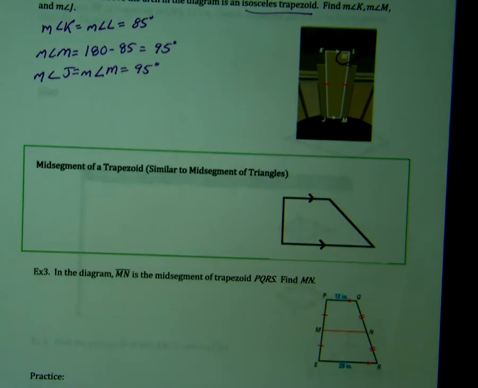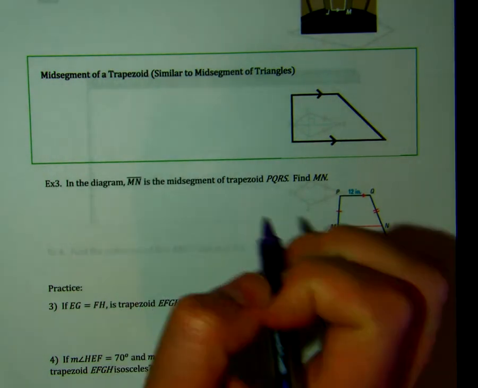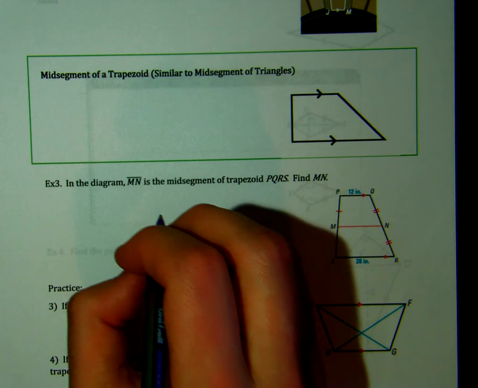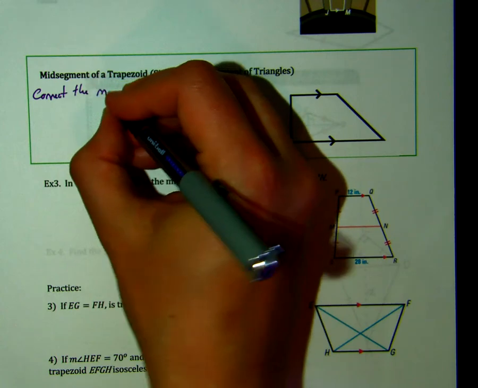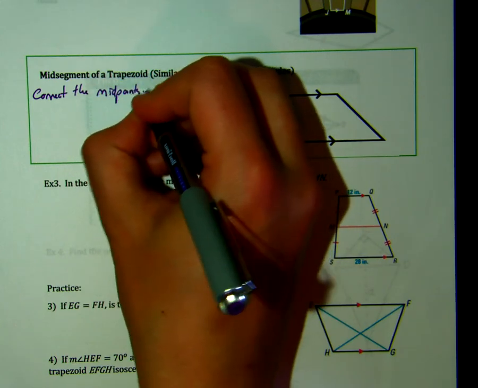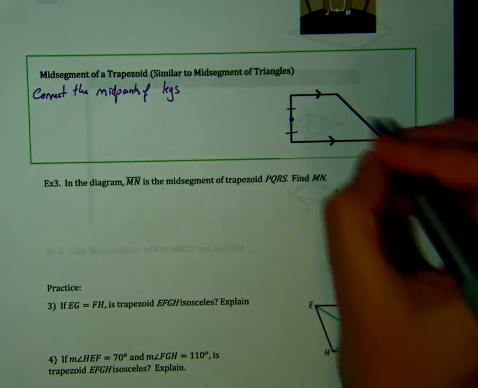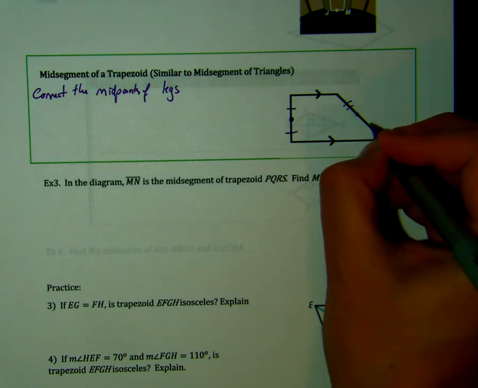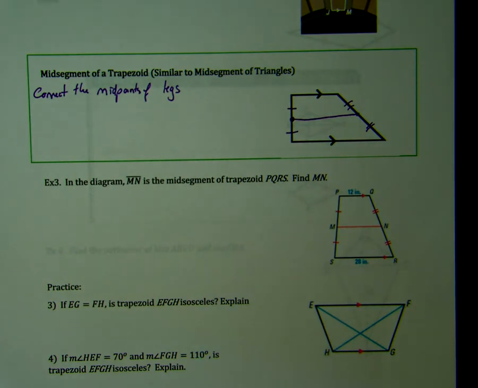Okay, mid-segments. You remember mid-segments of a triangle. A mid-segment of a triangle connects midpoints on the sides of the triangle. Same idea here, but we don't really get a choice of the sides. The mid-segment is going to connect the midpoints of the legs. So if I draw a midpoint there, a midpoint here, and we connect them with a line that is definitely straight, that's going to be the mid-segment of the trapezoid.